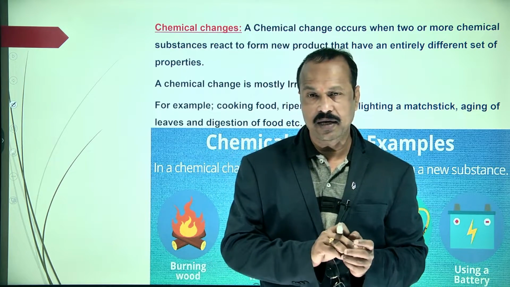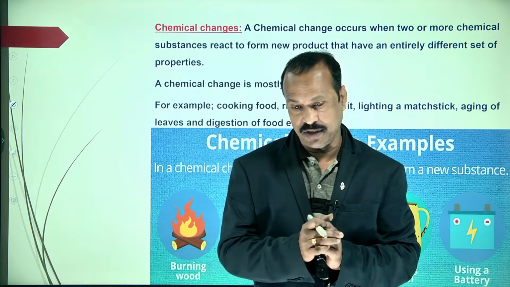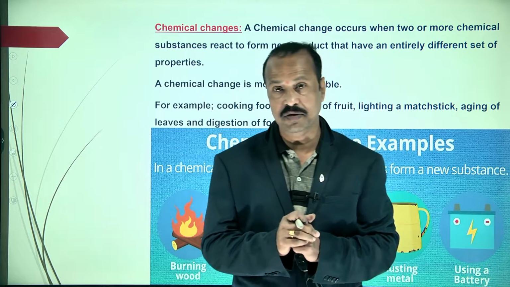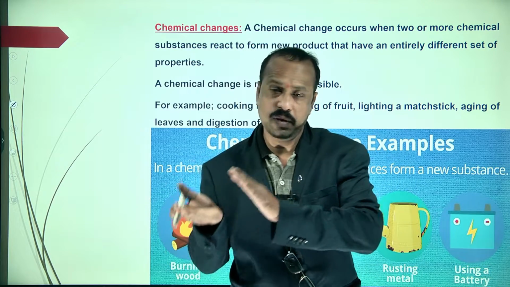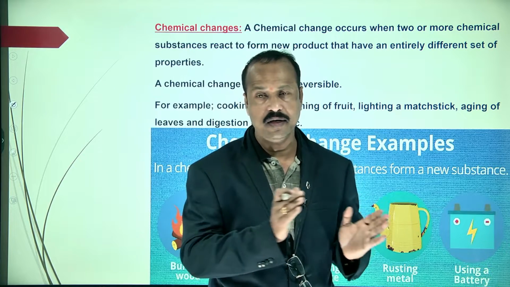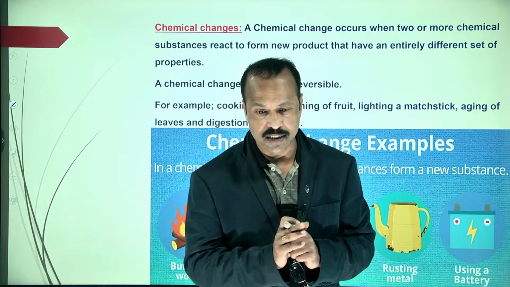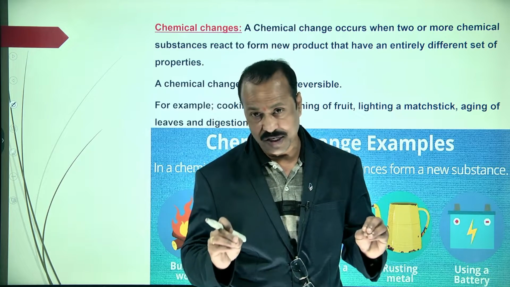Okay. And here, most of the chemical changes are irreversible reactions. Irreversible means what? Which cannot be recovered back. Again we cannot get the original shape. So such types of changes are called chemical changes.